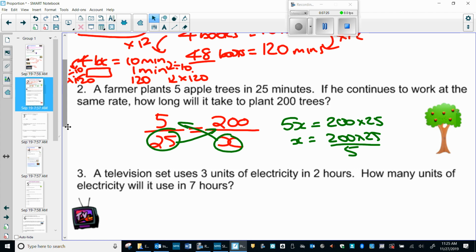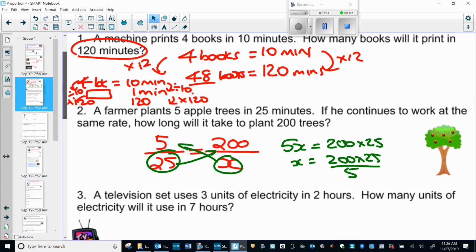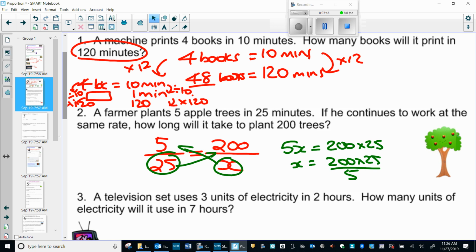Would it be okay to say for the farmer one, I found out how long it would take to plant one tree, and it would be 5 minutes because you would divide 25 by 5? Yeah. And then I would do 200 times 5. Yes. And I would get the same. Totally. And so that's this method here. So you chose wisely because you chose the one tree to go down.